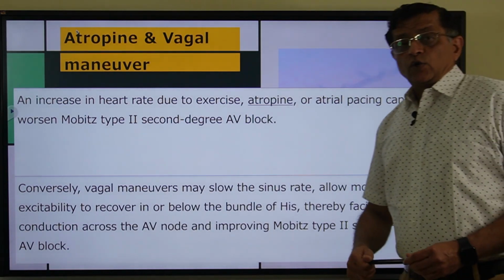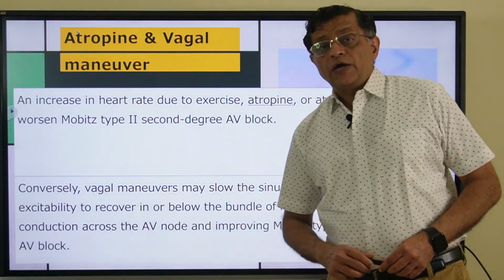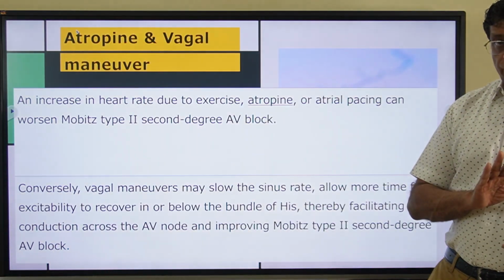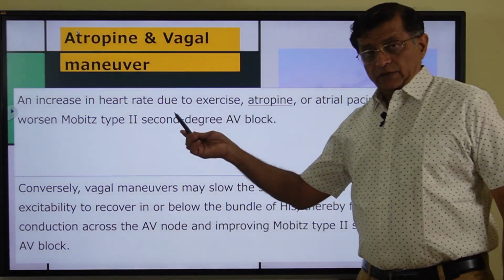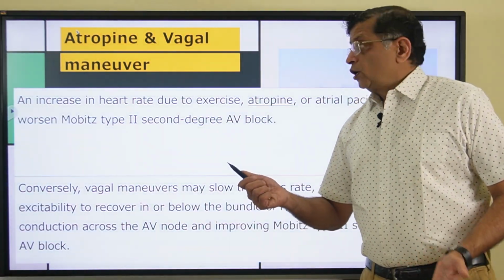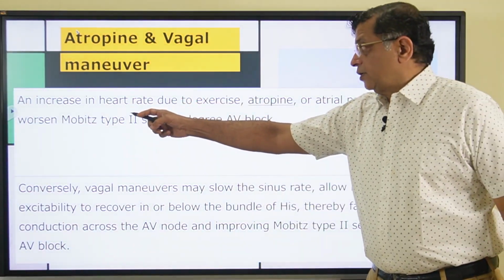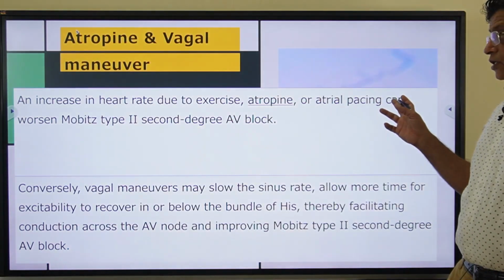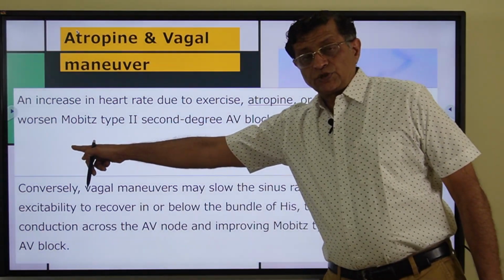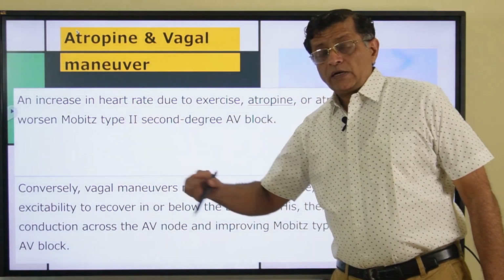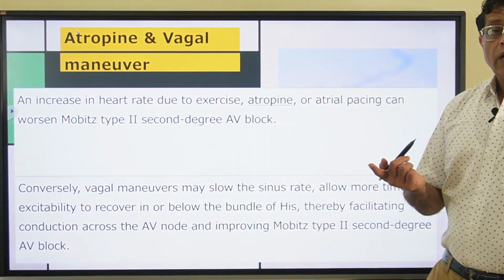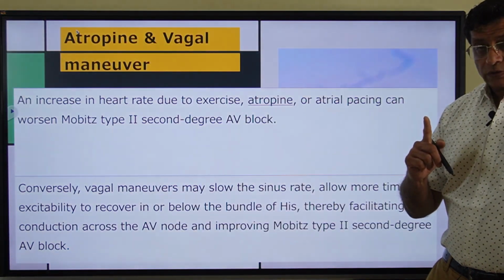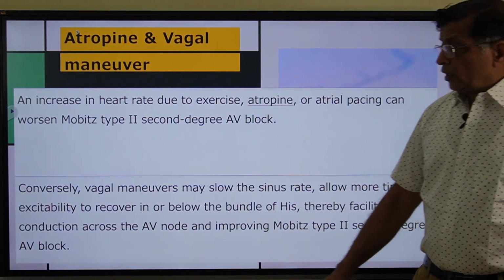Now atropine or vagal maneuvers could be of help to differentiate Mobitz type 1 from Mobitz type 2. Atropine is a vagolytic, so it increases the heart rate. Whenever there is an increase in heart rate, say due to exercise or atropine or atrial pacing, this will worsen Mobitz type 2 AV block. While if you give atropine, because it is vagolytic, it may slightly improve Mobitz type 1 AV block. So this is a differentiating point.